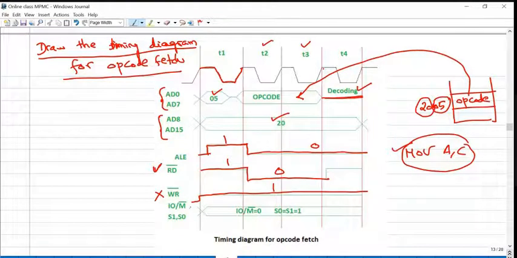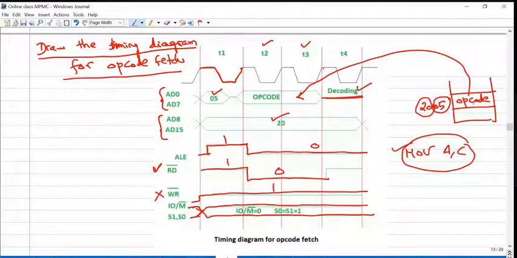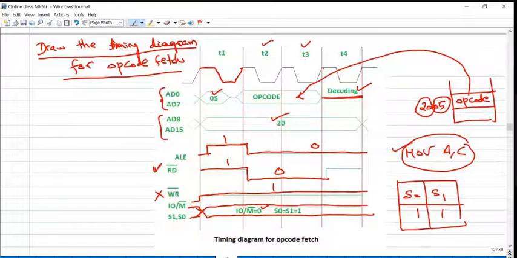The status IO/M bar, S1, S0 just represents what kind of operation it is. This is a memory related operation. We are reading the opcode from the memory. So IO/M bar must be 0, because 0 complement is 1, so the memory operation will be enabled. For opcode fetch, S0 S1 will be 1 1. It shows the status of the microprocessor. If S0 and S1 equal 1, 1, it represents the microprocessor fetching the opcode from the memory.